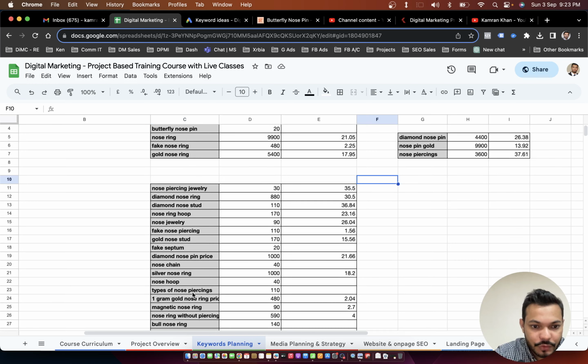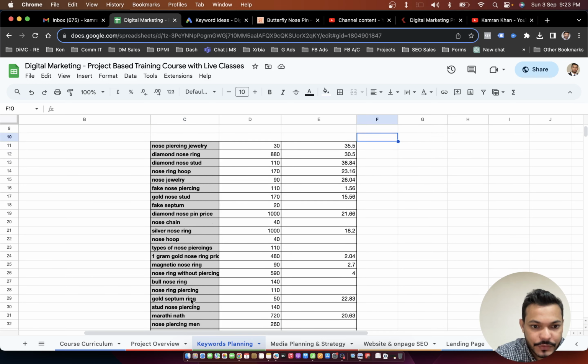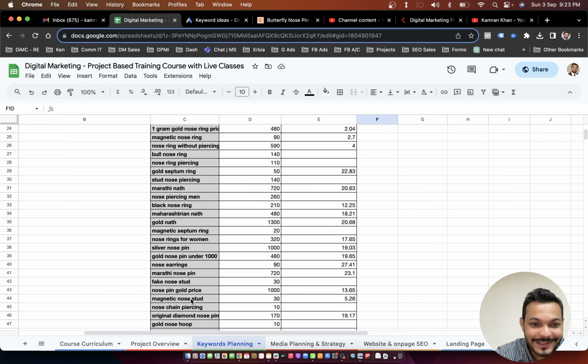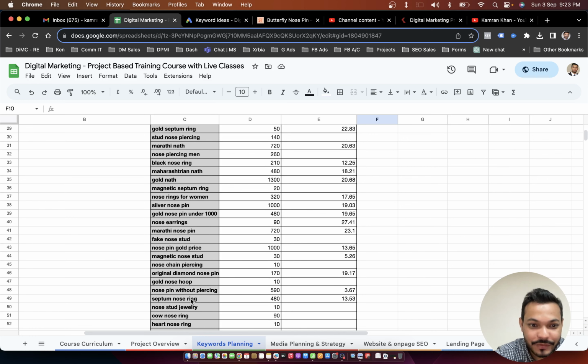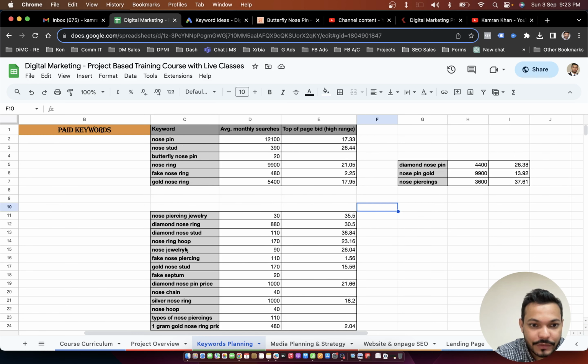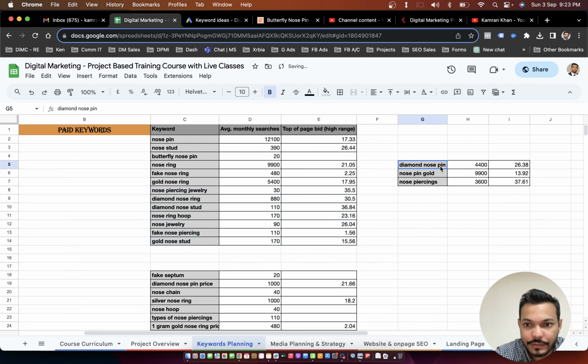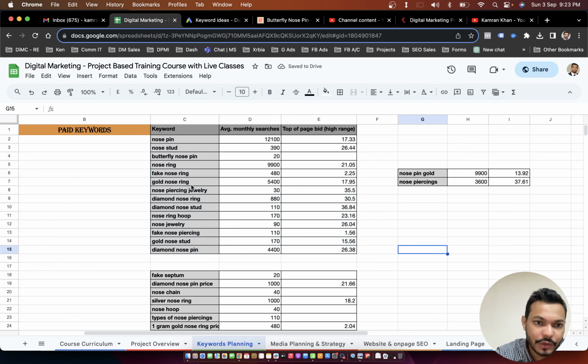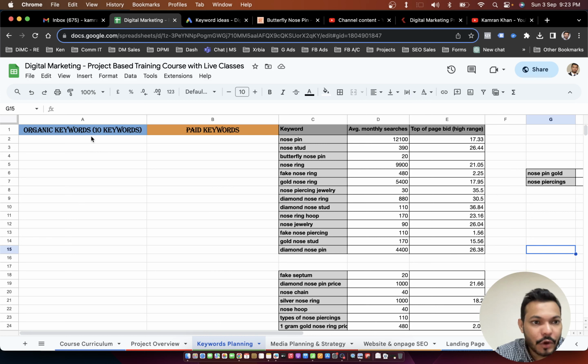Then nose chain, we don't need that. Nose ring without piercing, nose ring. So you may have to spend a lot of time while searching the keywords. As I don't have that much time available, I'm just going with the top 10 keywords over here. Let's choose this one as well. So here we have 14 keywords for now. Now, as we have to choose only 10 keywords for the organic keyword selection, I'll go with the top 10 keywords from here.